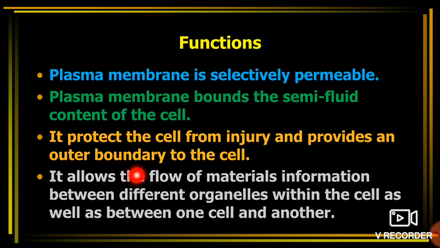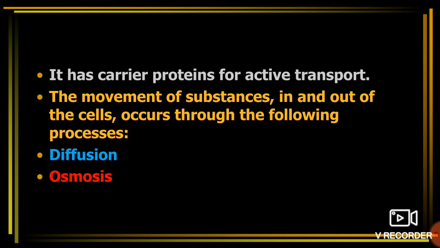It allows the flow of materials and information between organelles and between the cells. That is possible because of the cell membrane or plasma membrane. It has carrier protein for active transport. Active transport means wherever energy involvement is there. Passive transport, there is no involvement of energy. The movement of substances in and out of the cell occurs through two processes. The first one is diffusion and the second one is osmosis.